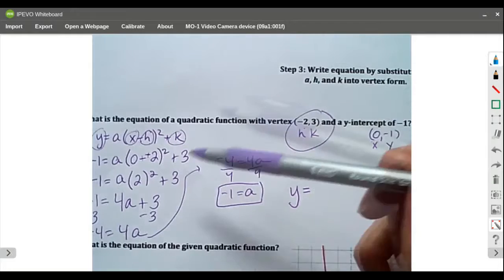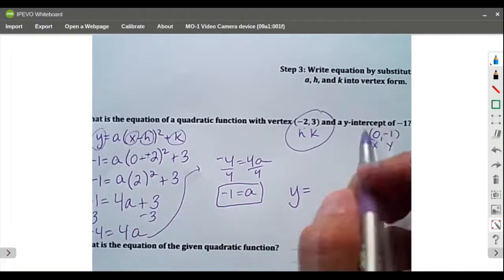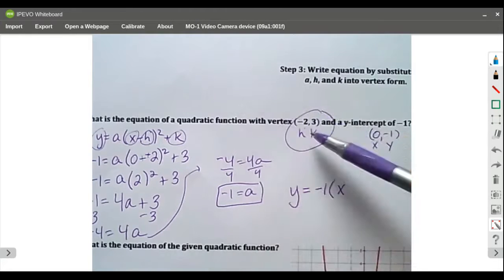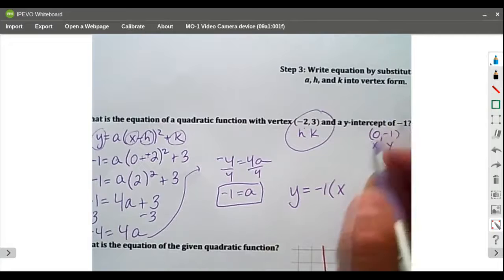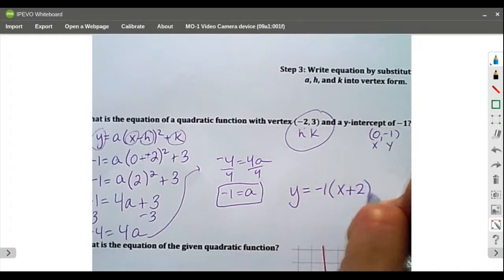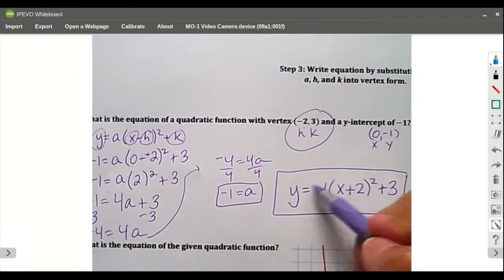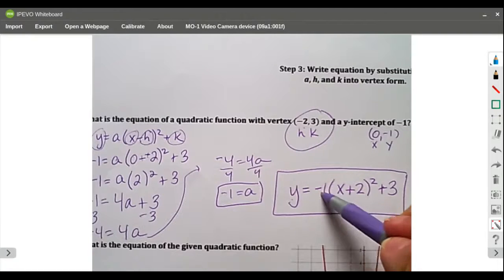So it's y equals a, which is -1, and then (x minus h). So minus -2, which I'm just going to switch to plus 2. And then plus k, which is 3. So that would be your final answer. Notice there's an x and a y in it. We have our a, we have our h, and we have our k. So that's the format that it should always be in.